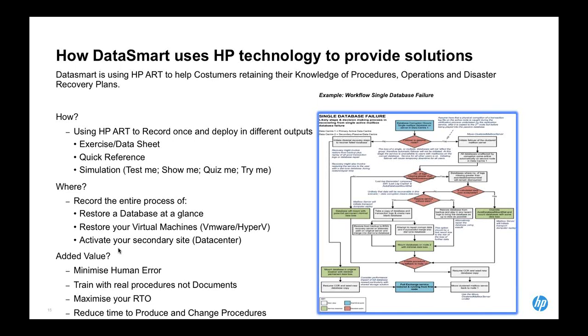And what we want to address here is, what is the added value that we are putting here for the companies? We are at the moment minimizing human error. So we are putting all the information in a format where it's not so important who is leading the steps. So you have all the information in a format that is easy for anyone to follow and just execute those commands. We are training with real procedures, not documents.